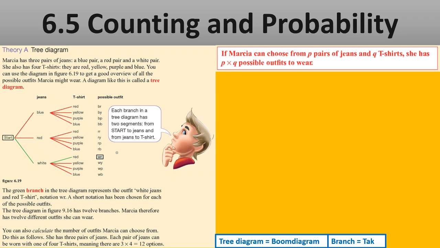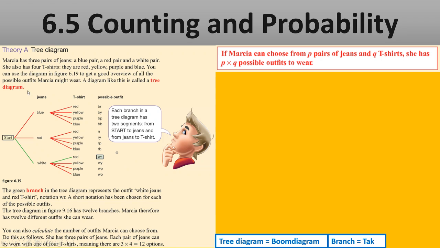Every different possibility is what they call a branch, or a tak. And a tree diagram itself is called a boomdiagram in Dutch as well. So, for example, here we have 12 different branches in the end. It's also very easy to now calculate the number of outfits that Marcia can choose from. You're just going to multiply the amount of t-shirts and the amount of trousers, the pairs of jeans in this case. So that's also what the theory says, right? If Marcia can choose from P pairs of jeans, P being a number, and Q t-shirts, Q also being a number, she has P times Q possible outfits to wear, in this case 3 times 4.